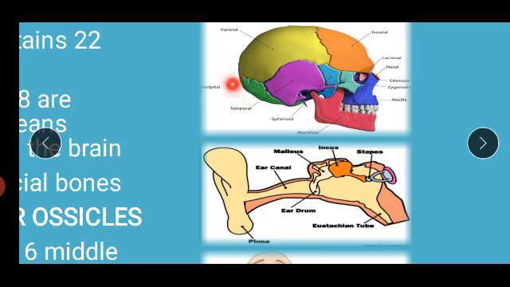These are 4, 1, 2, 3, 4. The other side also contains the same number and the same type of bones. 4 and 4 makes a total of 8 bones, that are the cranial bones enclosing your brain.